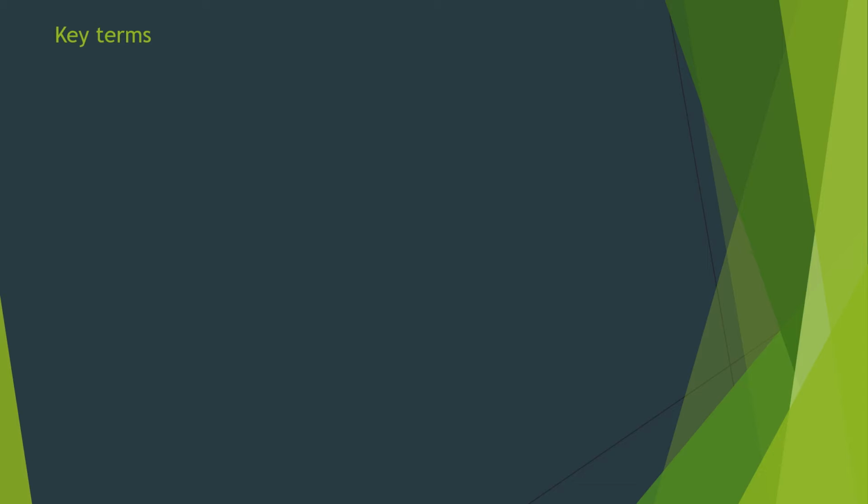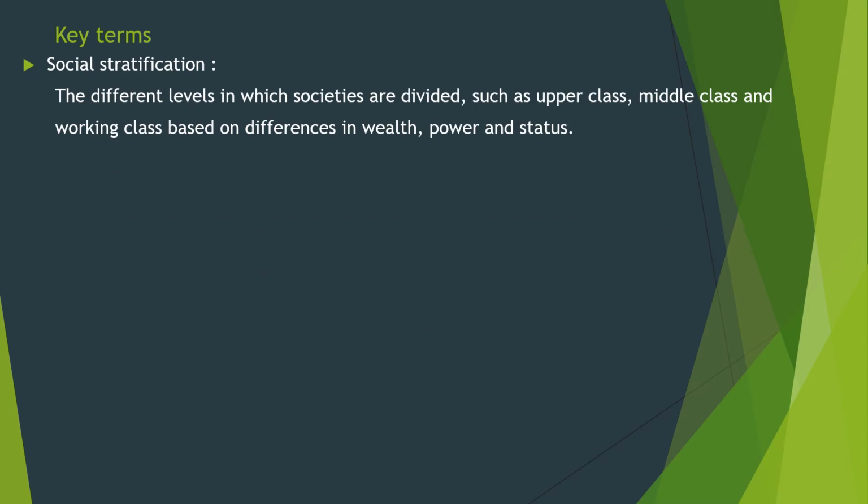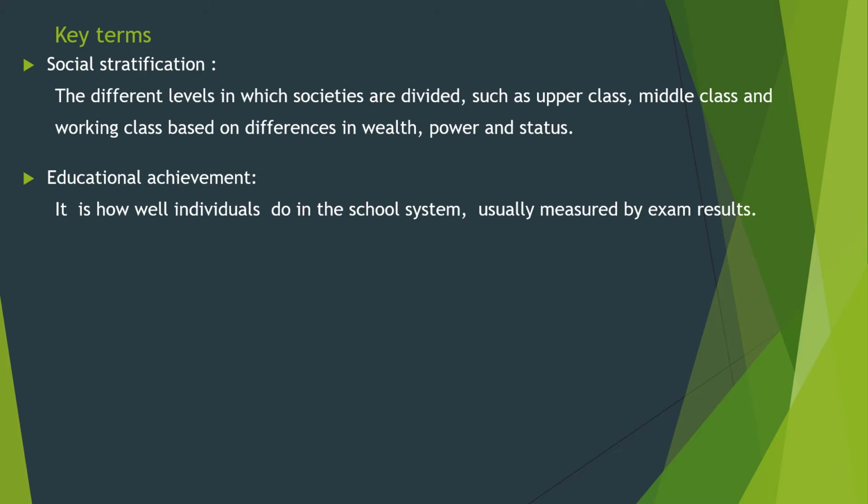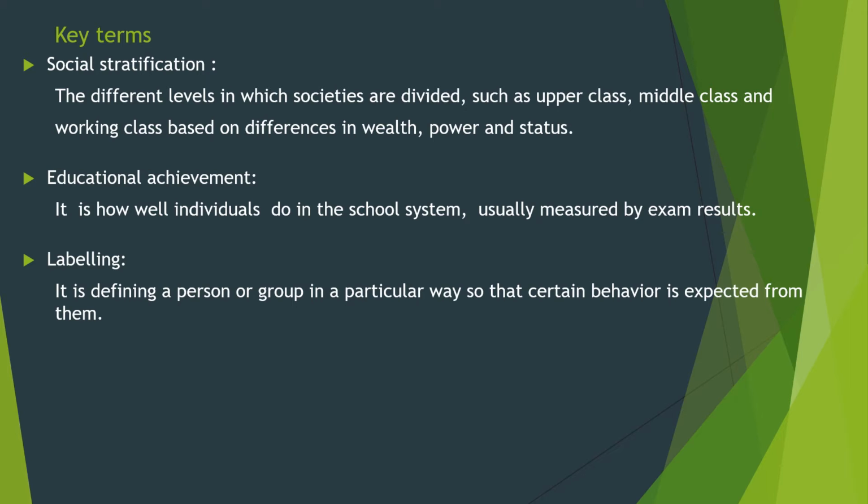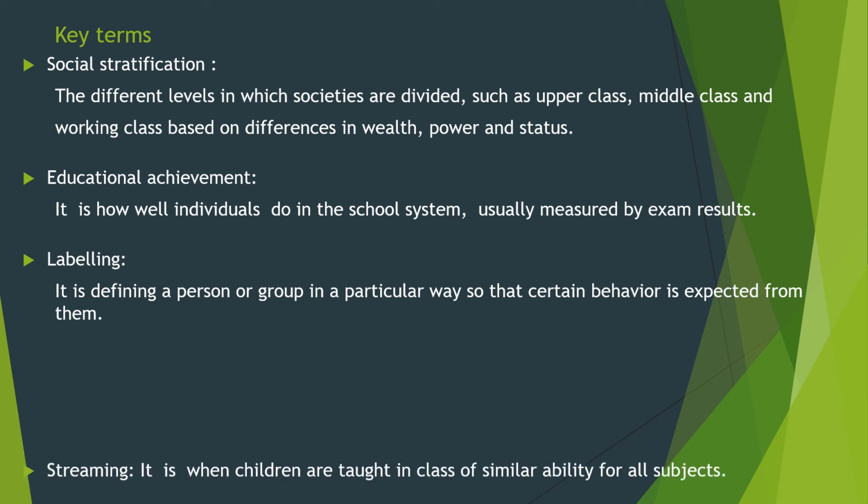Key terms: social stratification, the different levels in which societies are divided, such as upper class, middle class, and working class, based on wealth, power, and status. Educational achievement, how well individuals do in the school system, usually measured by exam results. Labeling, defining a person or group in a particular way so that certain behavior is expected from them.